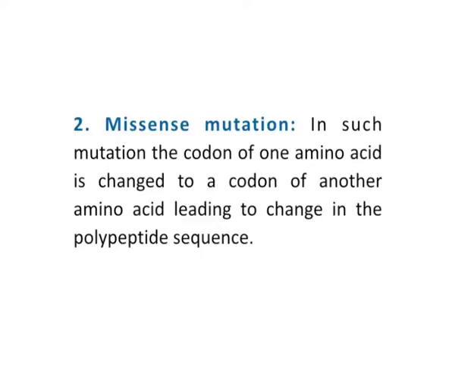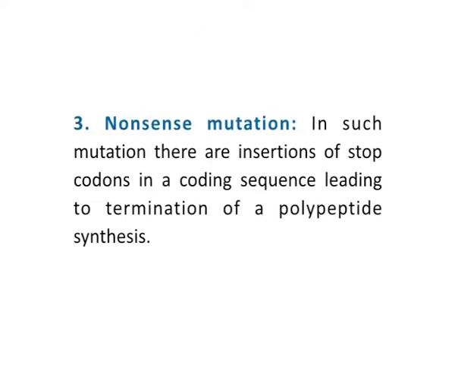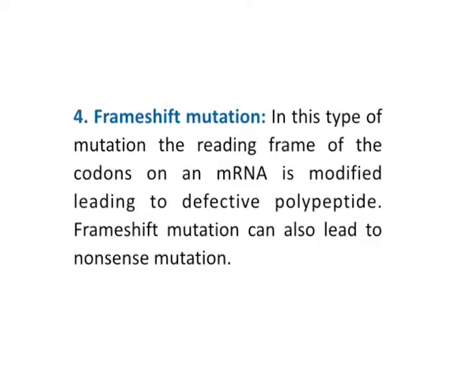Missense mutation: in such mutation, the codon of one amino acid is changed to a codon of another amino acid, leading to a change in the polypeptide sequence. Nonsense mutation: in such mutations, there is insertion of a stop codon in the coding sequence, leading to termination of polypeptide synthesis. Frameshift mutation: in this type of mutation, the reading frame of the codons on an mRNA is modified, leading to a defective polypeptide. Frameshift mutation can also lead to nonsense mutations.